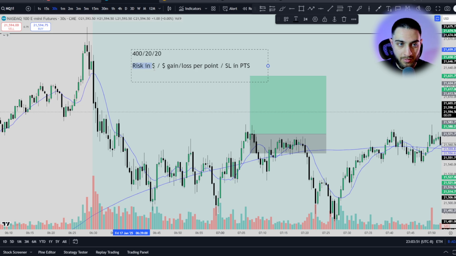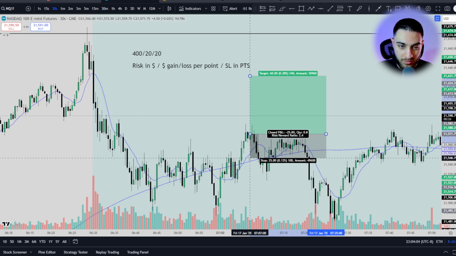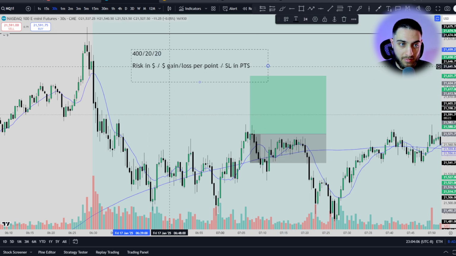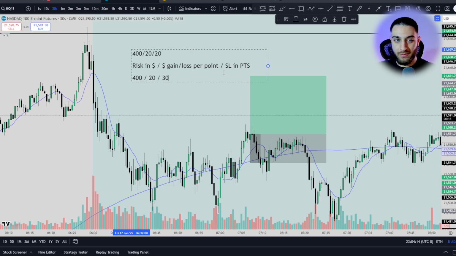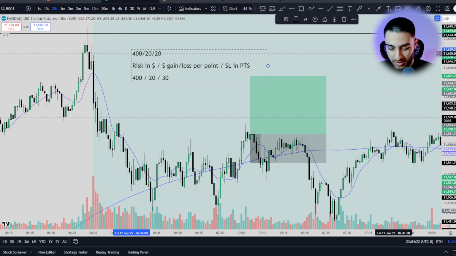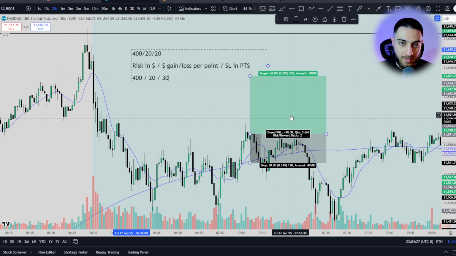So you put your risk in dollars, divide by the dollar gain or loss per point, which is 20, and then divide by the stop loss in points, which is 20 as well on this trade. If this was 30, then our stop loss is bigger, and we'd have to do 400 divided by 20 divided by 30. If we do the math, this tells us the exact quantity we need to enter our trade with on the NQ. So 400 divided by 20 divided by 30 gives us 0.66 continuing indefinitely.